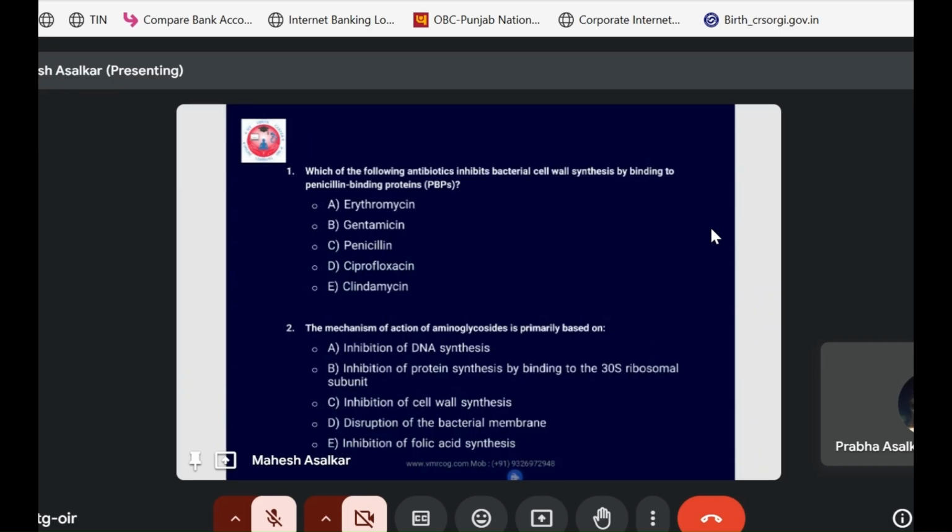The mechanism of action of aminoglycoside is primarily based on... you can read the options also. Inhibition of DNA synthesis, inhibition of protein synthesis by binding to the 30S ribosomal subunit, inhibition of cell wall synthesis, disruption of the bacterial membrane, and inhibition of folic acid synthesis. I think it's... no, disruption of the bacterial membrane. No. Let's see the answers.